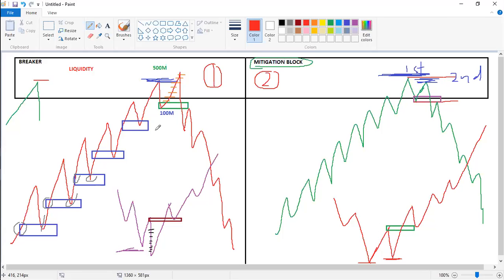A breaker first takes out liquidity, type 1 or type 2, either with the BMS or with the wick, then it fails. The second part, it always fails. Price will fail to make a higher low or a lower high there, and we get a BMS. That's a breaker. Type 2, order block is just used to push price to premium or to discount. Then we have a BMS. That's a mitigation block.